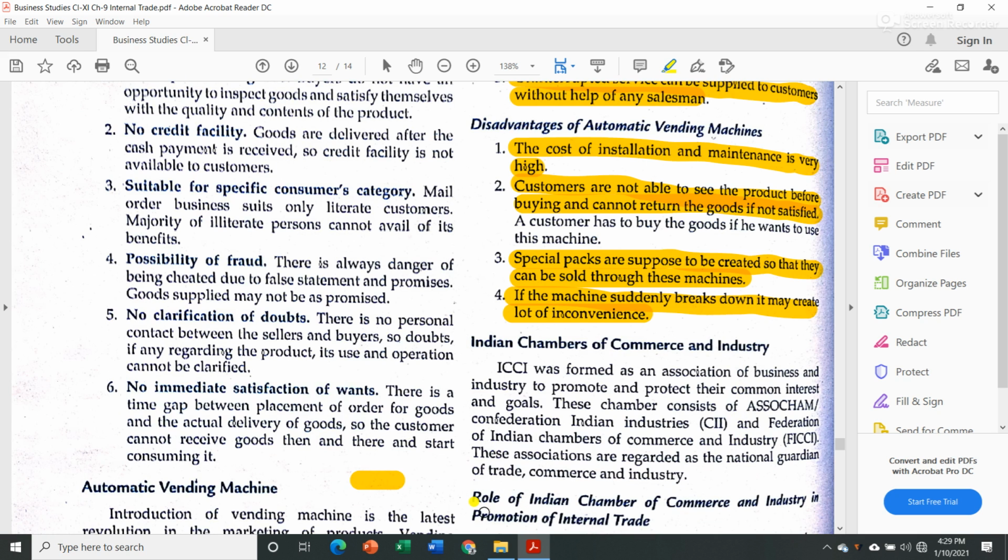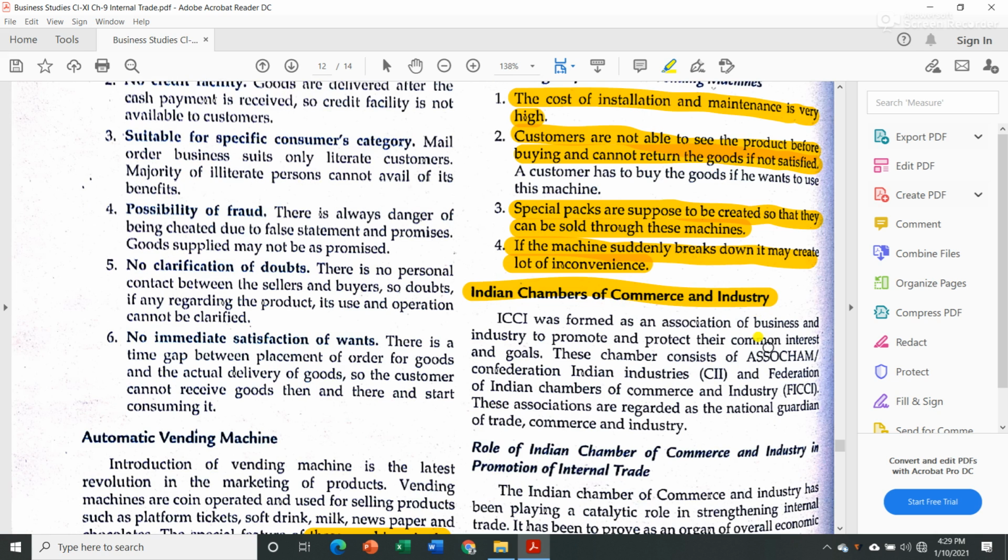Now the next topic is nothing but ICCI, Indian Chambers of Commerce and Industry. Now what is ICCI? Let us see. It was formed as an association of business and industry to promote and protect their common interest and goals.